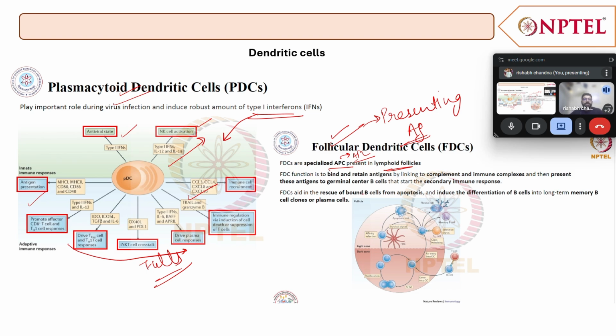Okay, so they bind and retain antigens by linking to complement and immune complexes, and they present the antigens to the germinal center of the B cell for the secondary immune response. Okay, and they rescue bound B cells from apoptosis and induce differentiation of B cells for long-term memory B cell production or the plasma cell production. Okay, so these FDCs have a major role during maturation of B cell.